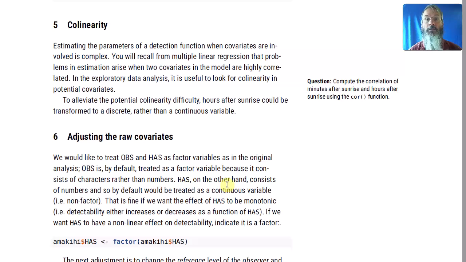If other covariates that we include in our model are highly correlated, we have a situation called collinearity. And that collinearity can create difficulties for software in fitting those types of models to data. So I ask you over here in the marginalia to think about looking at potential collinearity between something called minutes after sunrise and hours after sunrise.